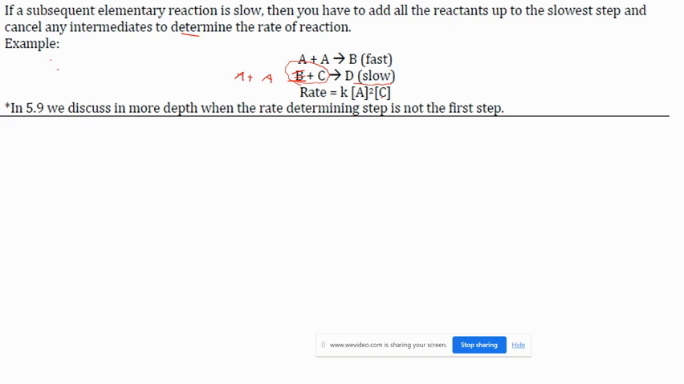Where did B come from? B came from this reaction up here. And what made that up were these 2 A's.